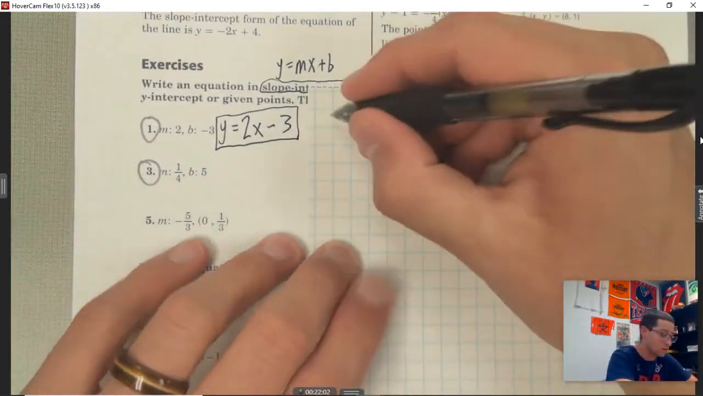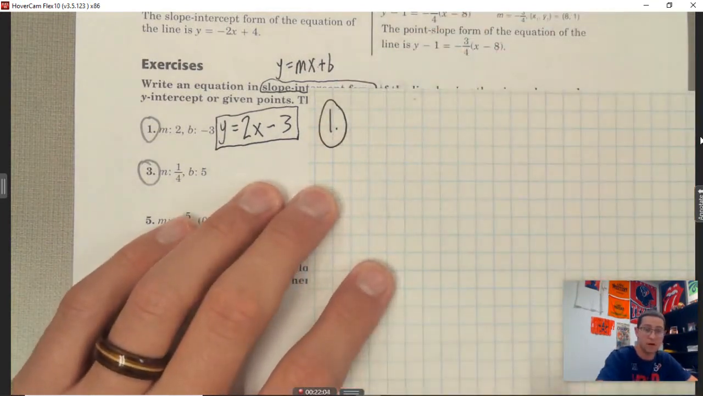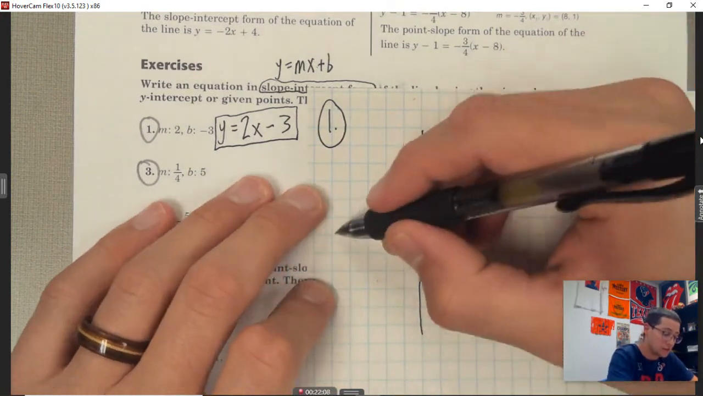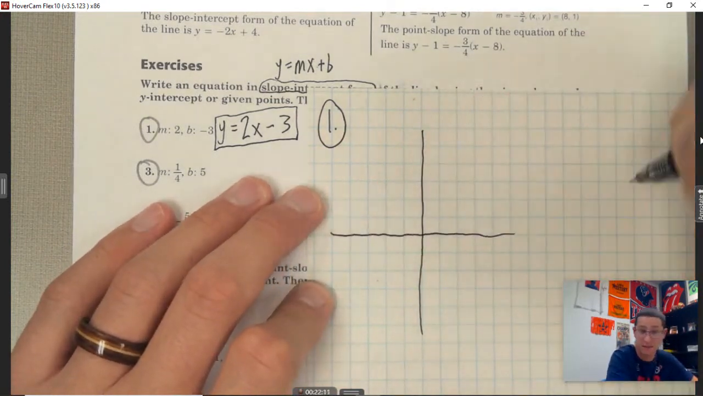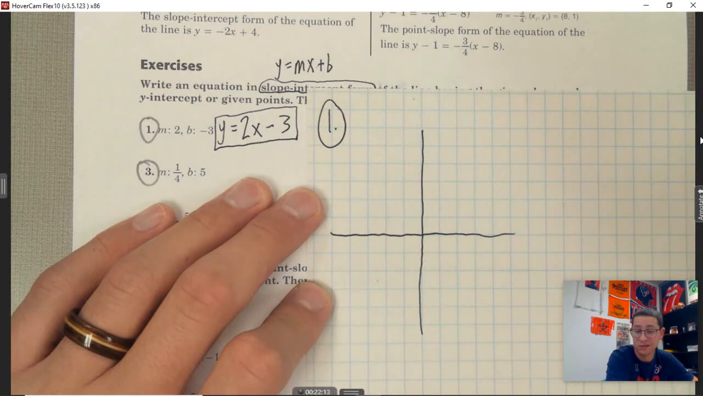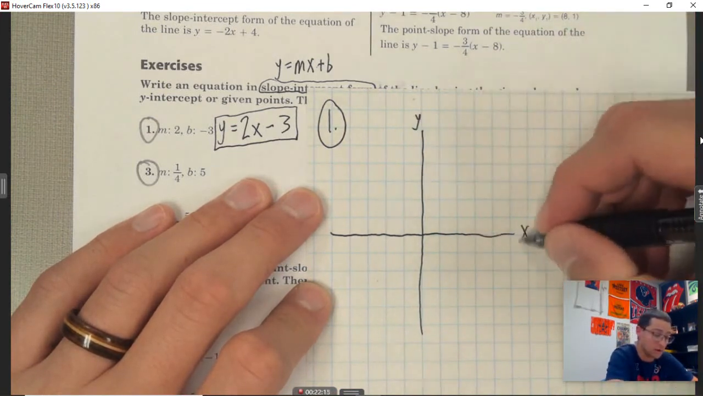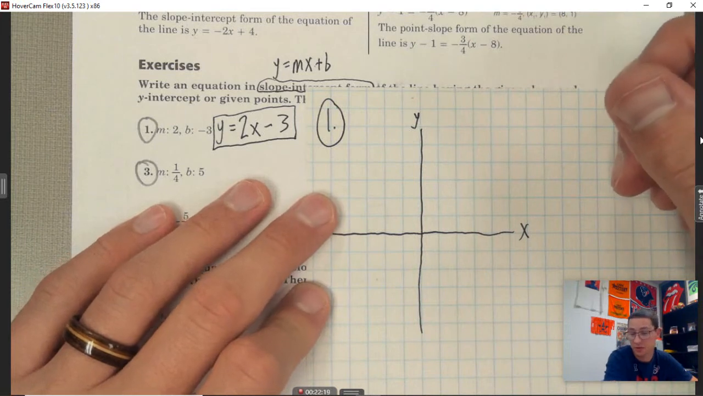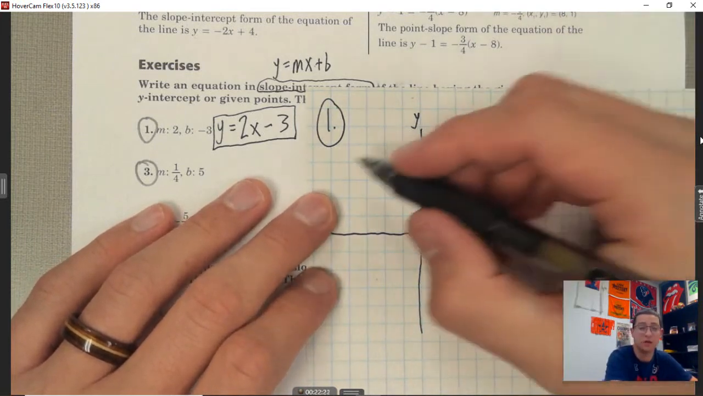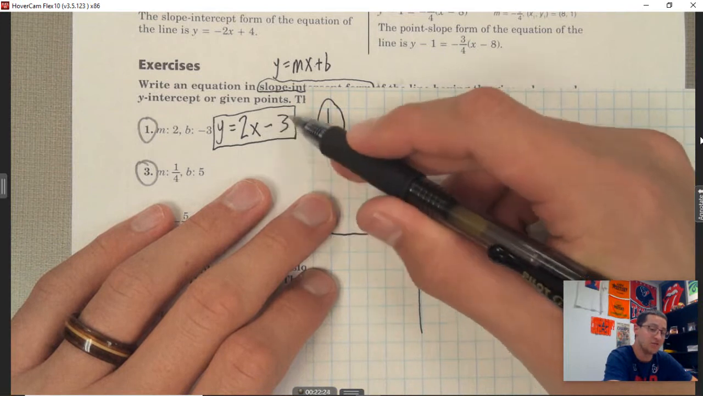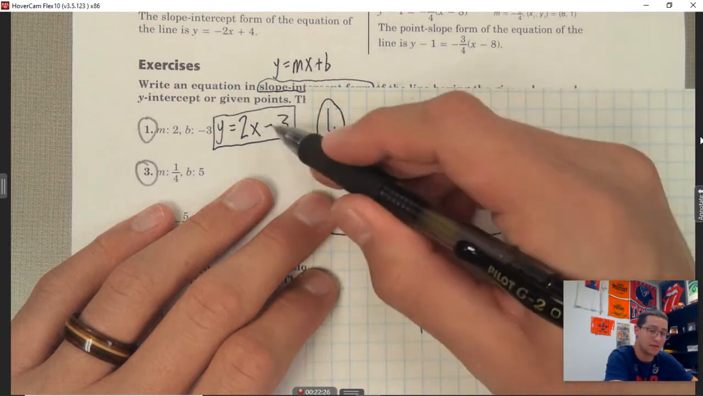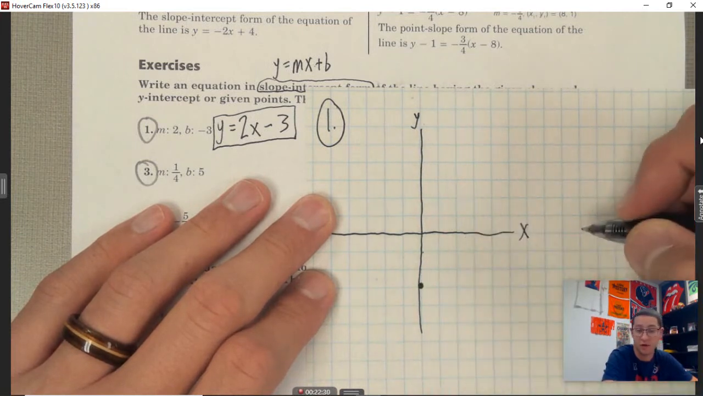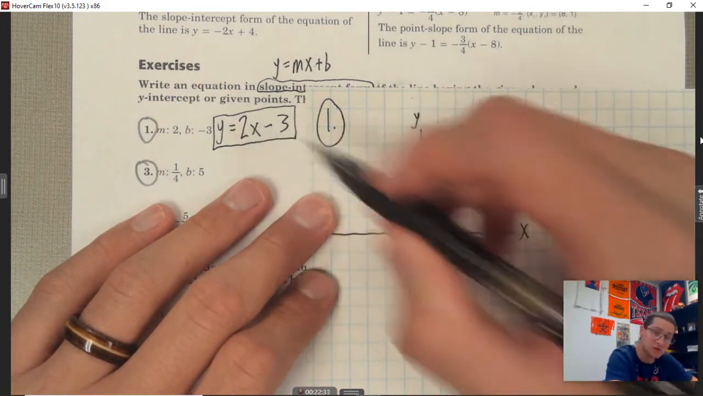For number 1, here's your y-axis, here's your x-axis. Let's label everything. I always like to start with my y-intercept, and in fact, it's really the only way you can do it. So you start with your y-intercept, negative 3. It intersects the y-axis at negative 3. So I'm going to go to negative 3, 1, 2, 3. There's negative 3. And then I'm going to apply the slope from there.